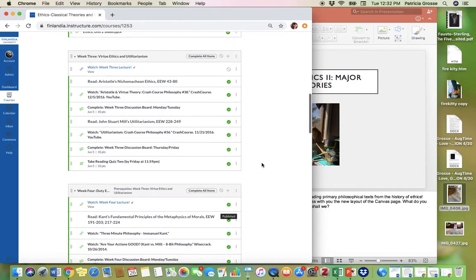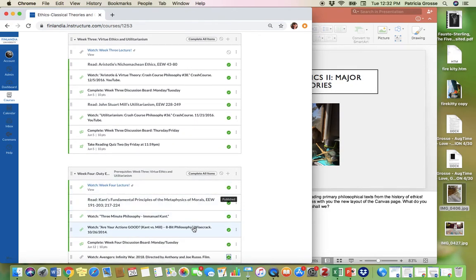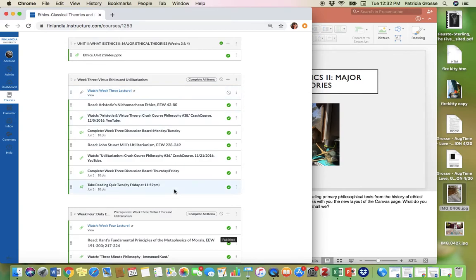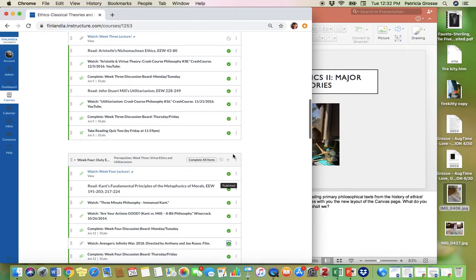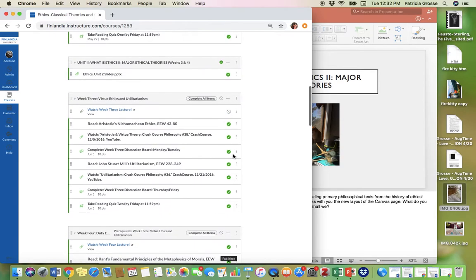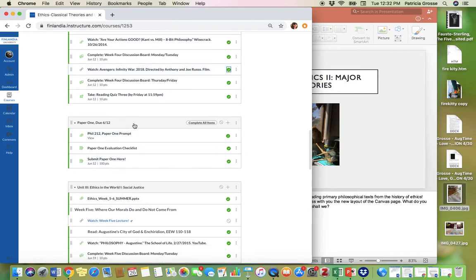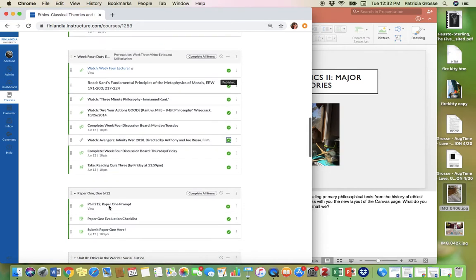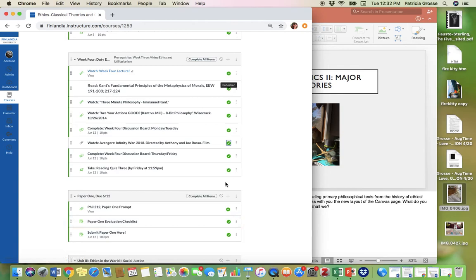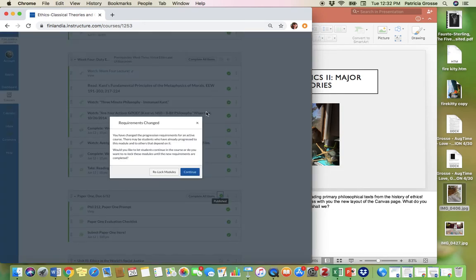And then week 3 and week 4, which are currently invisible to you, but they'll be visible as soon as I throw up these lectures. Weeks 3 and 4 are now separate, right? So you have Unit 2, week 3, week 4, paper 1, and then it's going to go into Unit 3 later, but that's going to be invisible to you as well. So I'm really curious as to what you think.